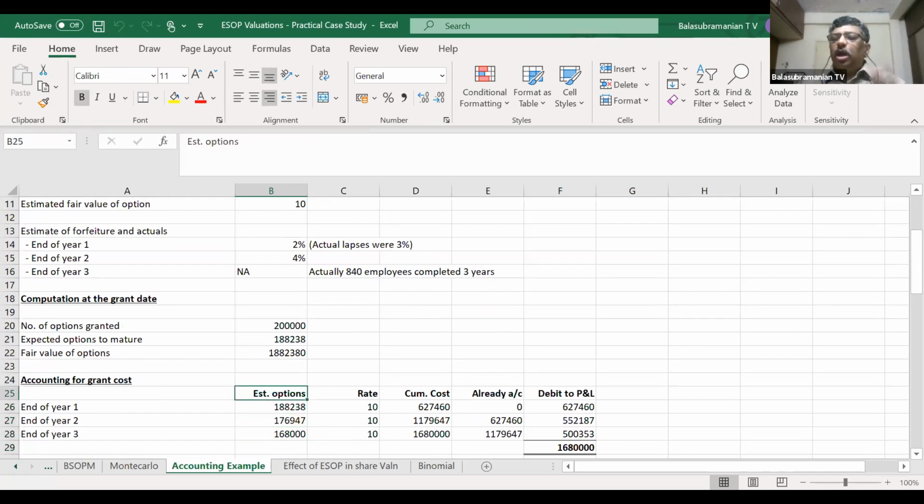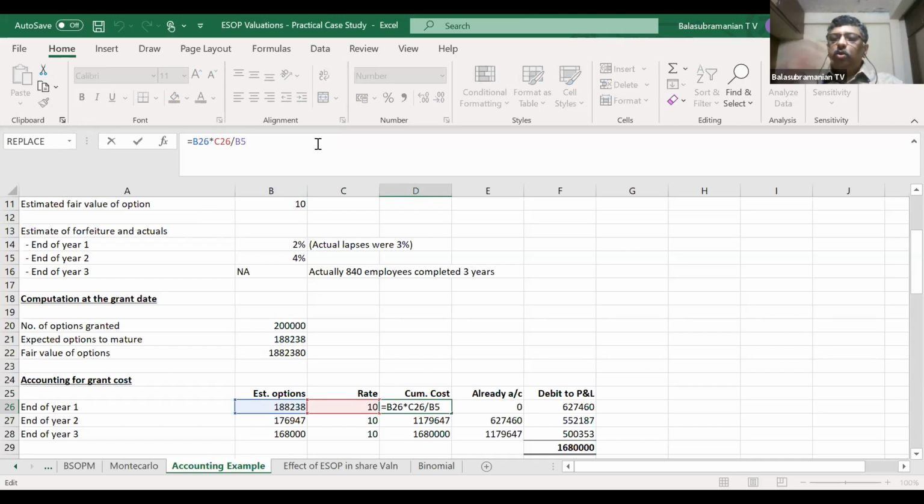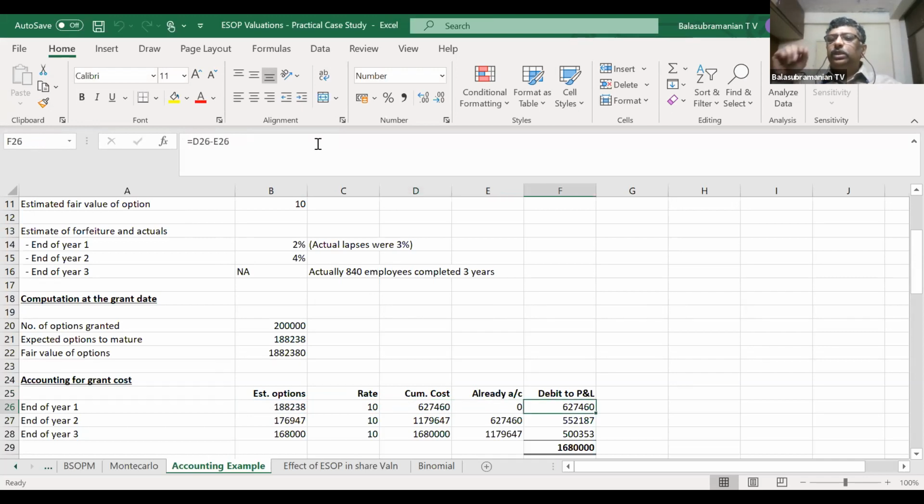Now, how this is to be accounted is what is given. Accounting of the grant cost will go like this. So at the beginning of the year, you expect 188,238 to vest, and at 10 rupees. So you take that, multiply it, and then divide it by 3 because you are going to spread it over 3 years, which is the vesting period. So the first year debit to P&L will be 627,460 because you have already accounted nothing on that.